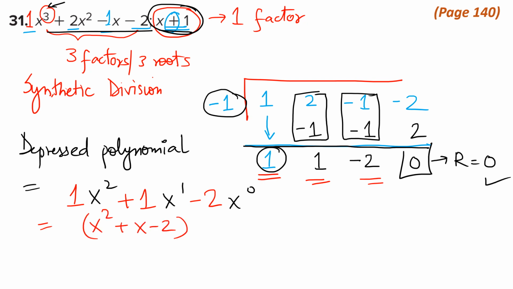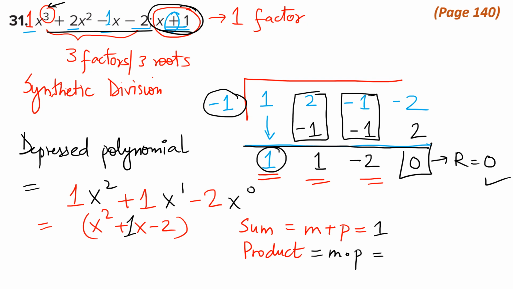Now we need to find the two factors. We need to factor it. So I'm going to use the sum and product method. So the sum of the two roots, m plus p, is going to be the middle term. What is the middle number here? 1. And the product of the two roots, m times p, is going to be the last one, which is minus 2. So what two numbers you multiply, you get minus 2, and you add, you get 1.